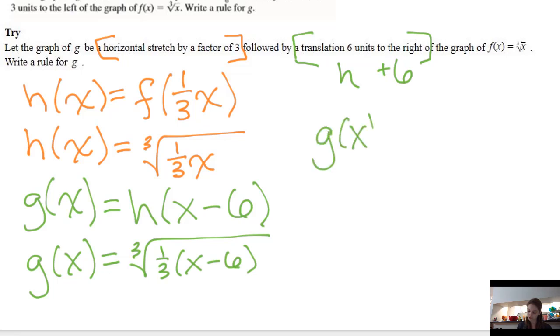G of x equals the cube root of 1/3 x minus 6.